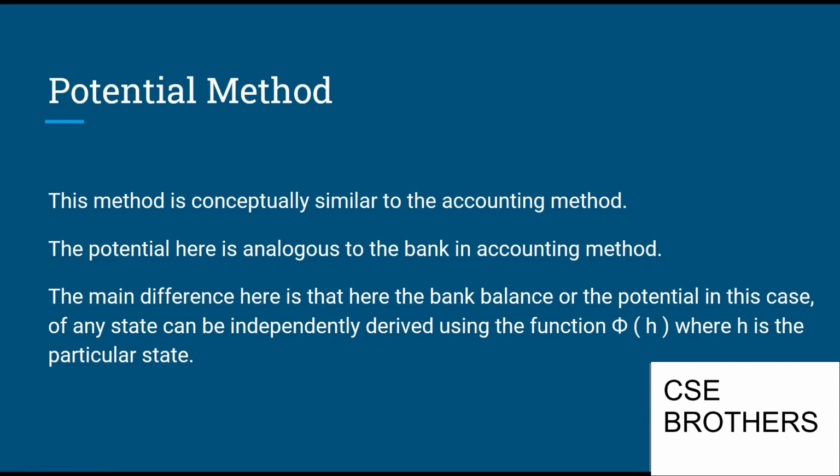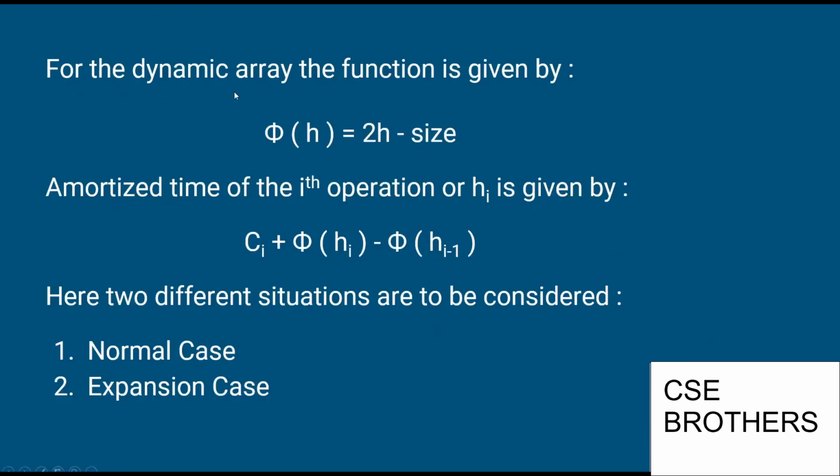In the potential method, we can independently derive the potential at any point of any state using the function phi of h, where h is the particular state. Now let's discuss the function. For the dynamic array, the phi of h is 2h minus the size of the array at that position. The amortized time of the ith operation, or h of i, is given by c of i plus phi of h of i minus phi of h of i minus 1. Here c of i is the cost, phi of h of i is the phi of that iteration, and phi of h of i minus 1 is the phi of the iteration before that.